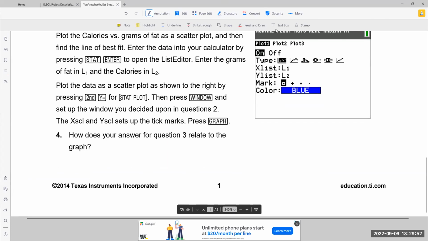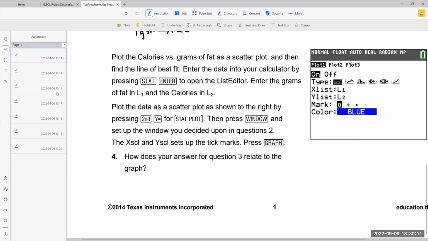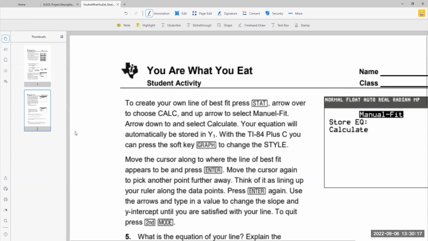Having trouble scrolling down for some reason. And it may be because I zoomed in. Okay, we'll go to the second page.